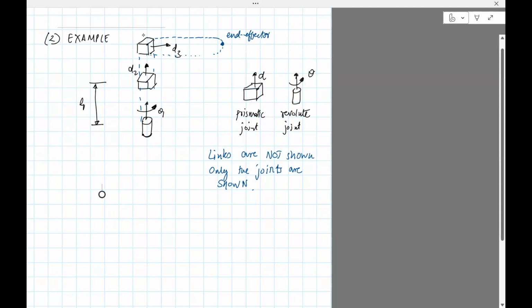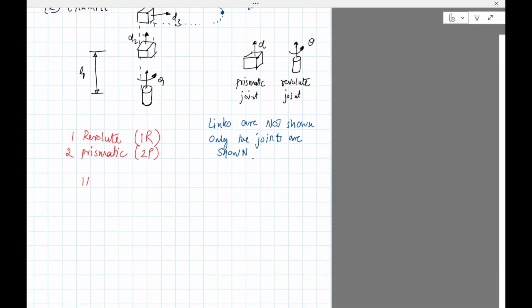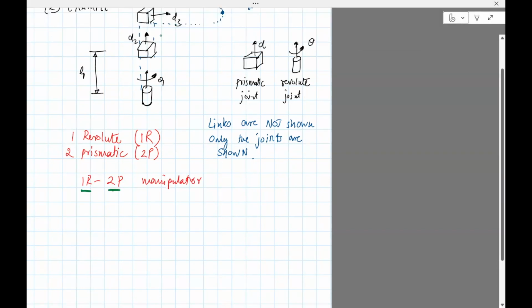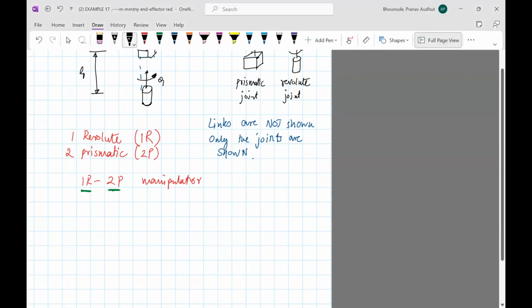Okay, and I've also marked the distances. Now this manipulator has one revolute joint and two prismatic joints. Okay, how do I identify that? Well, you can see there are two boxes and there's one cylinder. What you will see is that they'll abbreviate this as 1R 2P. So sometimes if you see something like this, a 1R 2P manipulator, it means that the system has one revolute and two prismatic joints. It's a very common way people talk about manipulators in terms of R and P.